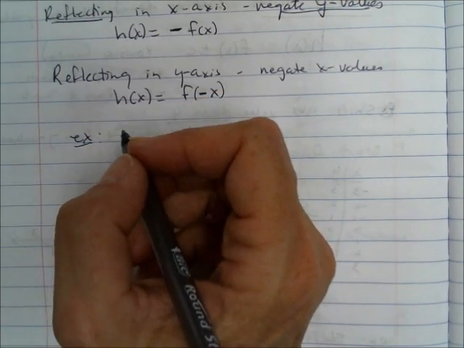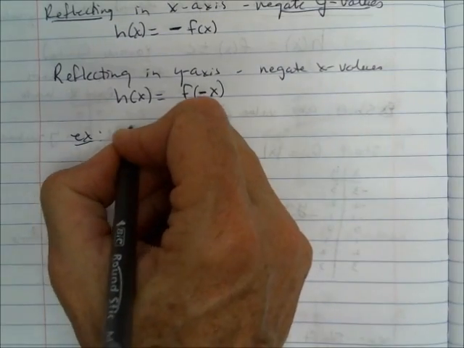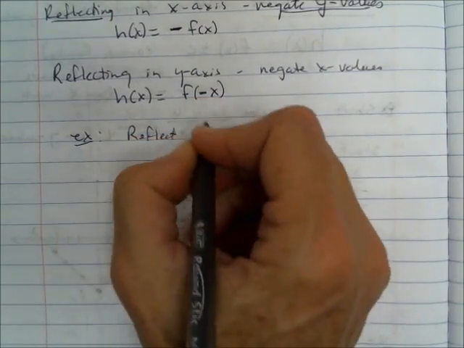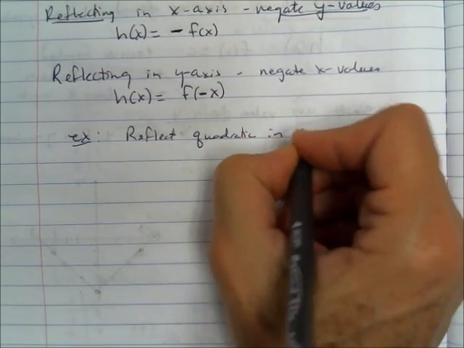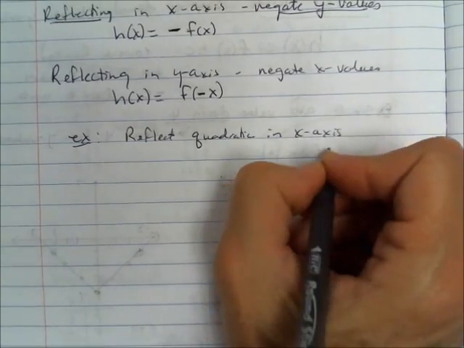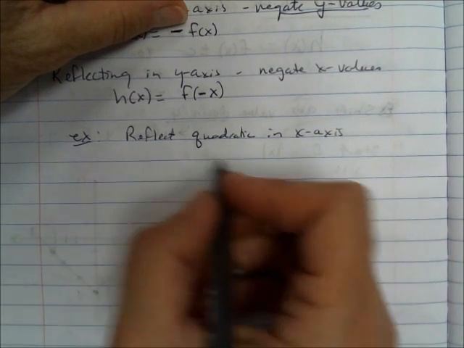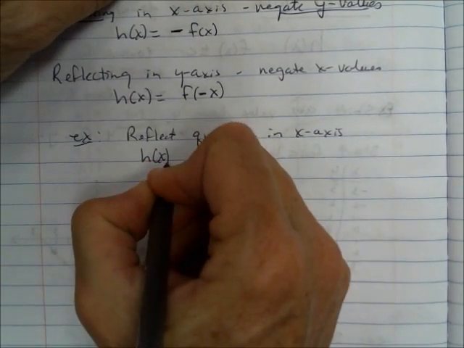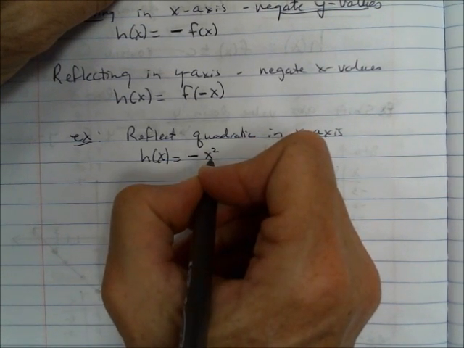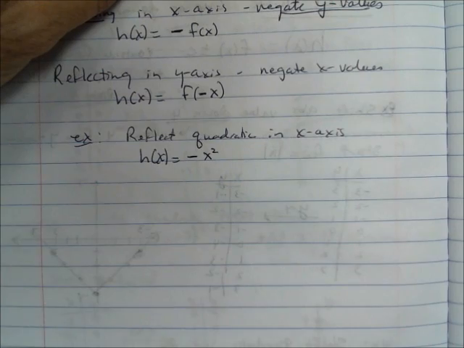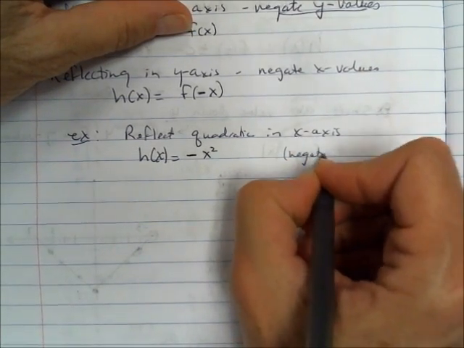Let's reflect a parabola in the x-axis. Let's reflect a quadratic in the x-axis. We wouldn't reflect a quadratic in the y-axis because it actually turns out to be the exact same graph, if you can think about it. So this h of x is equal to the negative x squared, not negative x in parentheses, but negative x squared. So we're going to negate all the y values from the parent function.